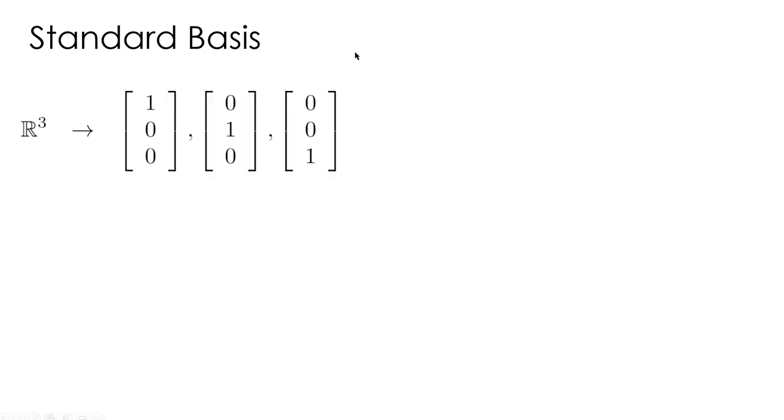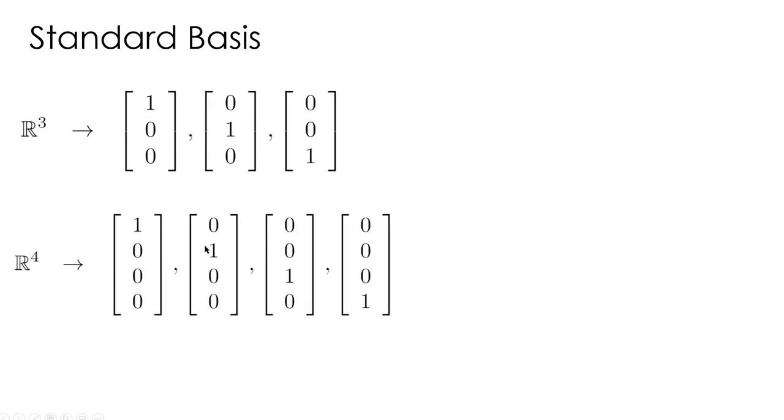Vector spaces have the standard basis, where you put a one in each slot. So if I'm in R3, I've got 1, 0, 0, 0, 1, 0, 0, 0, 1. This is known as the standard basis. Physicists say i, j, and k. I don't care about that. I say e1, e2, e3. If we're in R4, you have ones in each of the spots.